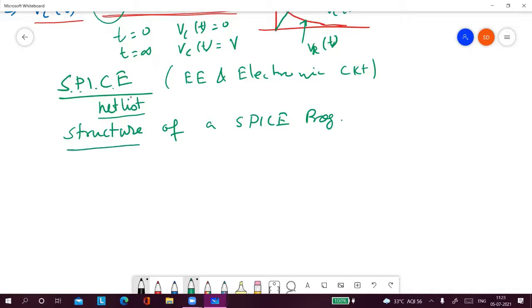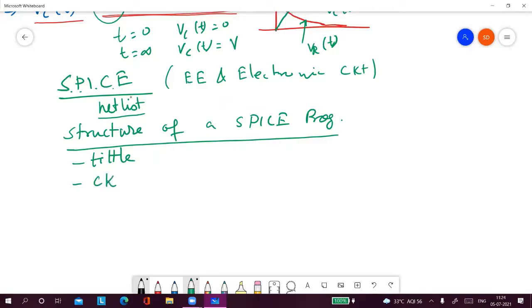Okay, now the first thing is that the first line of a SPICE program is basically a title. So if you write anything in the first line, that will be considered as a title. That means do not write any valuable information in the first line, because whatever you write will be considered as a title, and hence it will not be executed.